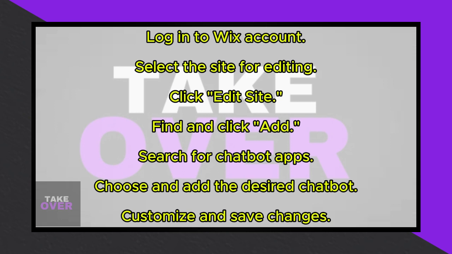In the editor, locate the Add button, typically represented by a plus icon. Clicking on it will open the app market. Use the search function to find available chatbot apps, choose the one that best fits your needs, and click Add to Site. Confirm any permissions required for the integration.